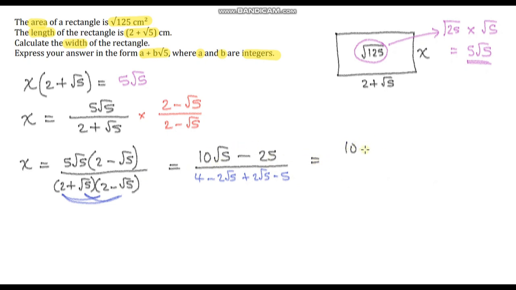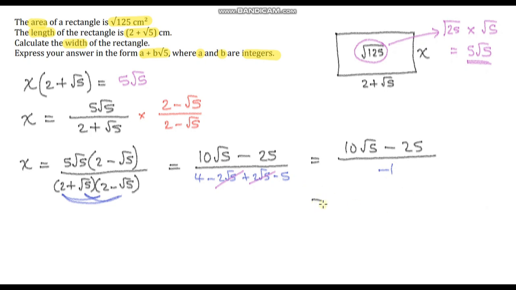Okay. So the numerator, we can't simplify the numerator. So that's still 10 root 5 minus 25. But the denominator, we should be able to simplify. And hopefully you can see that the middle terms will cancel out with each other. Negative 2 root 5 plus 2 root 5 is 0. So those two terms cancel out, and all we're left with is 4 minus 5, which is negative 1.